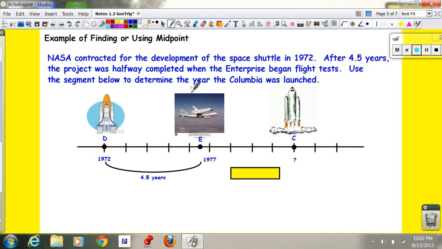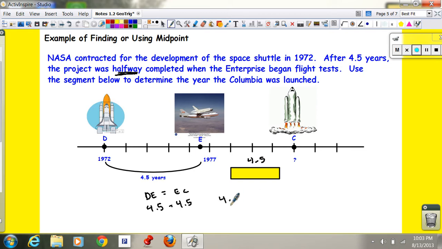Use the segment below to determine the year that Columbia was launched. So we know that DE has to equal EC. The reason we know that is because it says halfway. So we know that point E is the midpoint. So we know that if DE is 4.5 right here, then EC has to also equal 4.5. So this piece right here is going to be 4.5 as well.